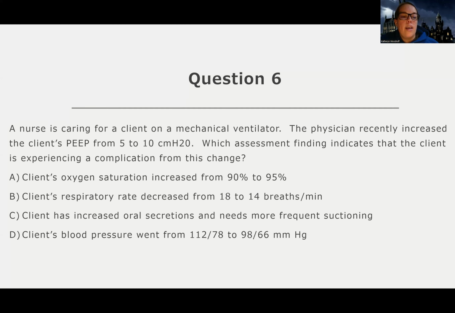So let's look at this. The first answer choice says that the client's oxygen saturation increased from 90 to 95. Well, that doesn't really seem like a complication. I actually like that. I think that's good. And I think that's what the PEEP is supposed to do. So this answer choice is probably in here because they're trying to make sure that I'm reading the question carefully. It's not saying which finding indicates that this is working or what is expected for this. It's saying what is showing that they're experiencing a complication. So A would probably show that it's actually working.